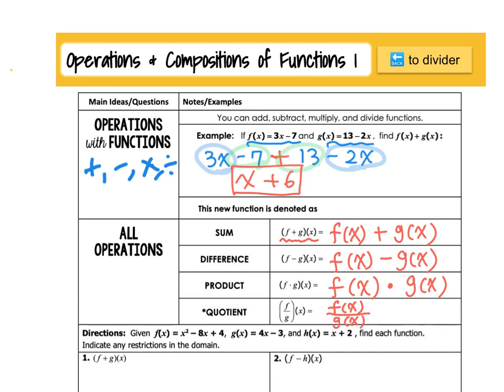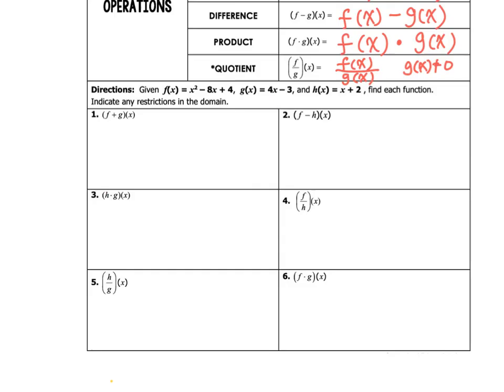And there is one condition. The g of x cannot be 0. If it's 0, that's undefined. Alright, let's move on to some examples. Number 1, it is addition, right? So f plus g of x.